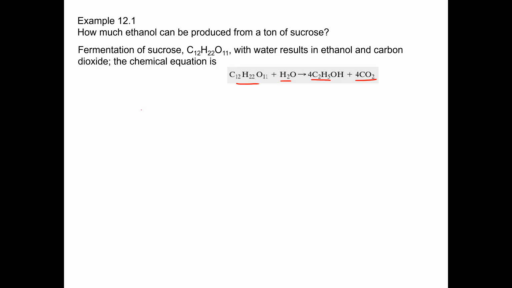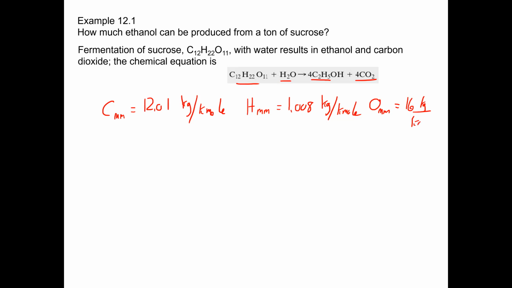You have the molecular weight of carbon, which is 12.01 kilograms per kilomole. Hydrogen, which is 1.008 kilograms per kilomole. And then oxygen, which is 16 kilograms per kilomole.